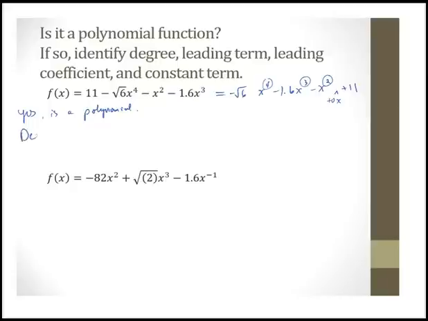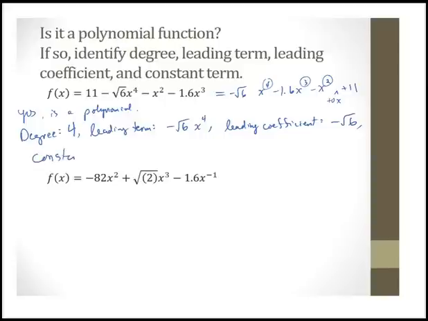The degree of the polynomial is 4. The leading term is negative root 6 x to the 4th. The leading coefficient is negative root 6, and the constant term is 11.